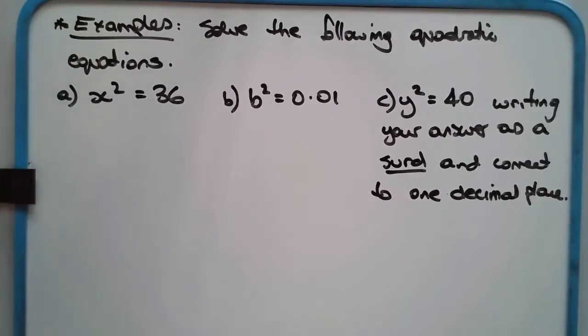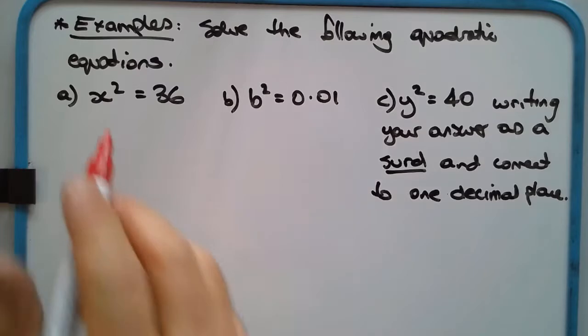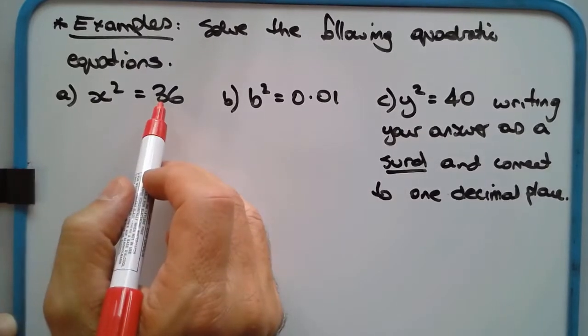So let's solve the following quadratic equation. This is where you have to be very careful now, just to take special note. With these particular examples, in fact, most quadratic equations will have two solutions. x squared equals 36.